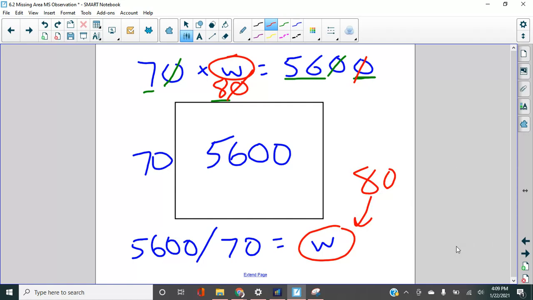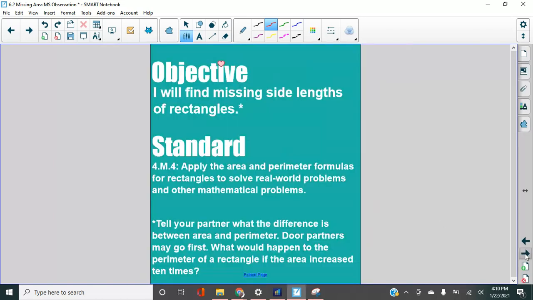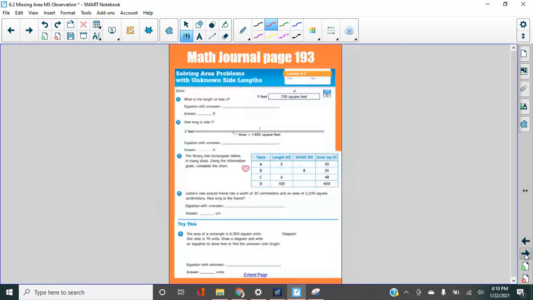See what we're doing here? Well, let's ask you, what seems important when you have a missing side? Several things seem important, right? We have to figure out the missing side. We can do that with multiplication or with division. And that's why we've been practicing, started practicing those things last time. There's our goal. We're finding missing side lengths of rectangles.